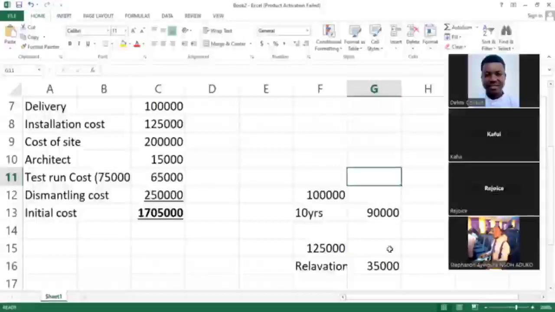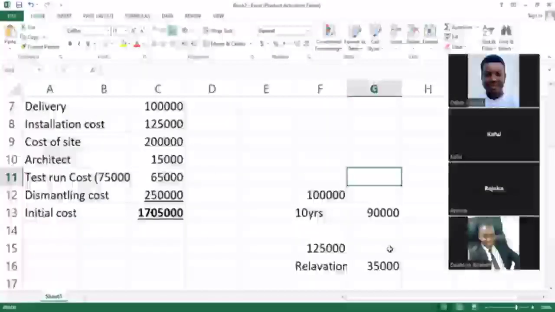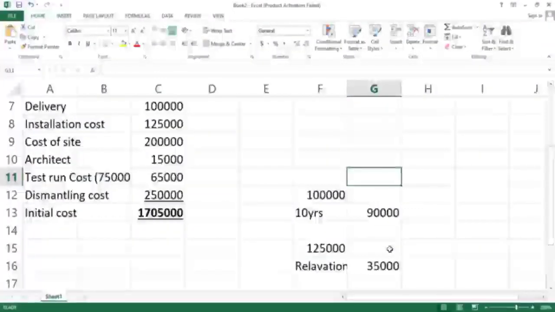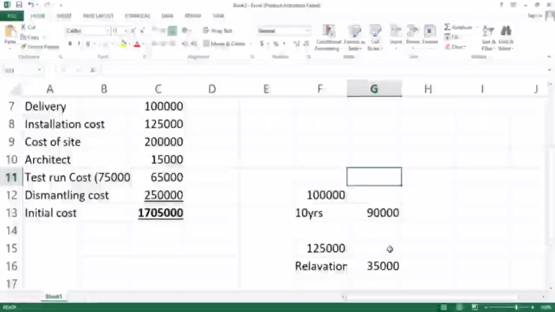So what we normally do is, the question is, if I should be carrying the asset at its original value, what should have been the cost at the date of the revaluation? 90,000. So if I want to sell the asset, it should have been sold at 90,000 without any gain or loss, isn't it? But now they are saying that it's 125,000. It means that if I should sell it, I'm going to make a profit of 35,000. Okay. So at the end of the year, before you go to the next year, what will be the value of the asset for next year? Is it going to be 90 or 125?